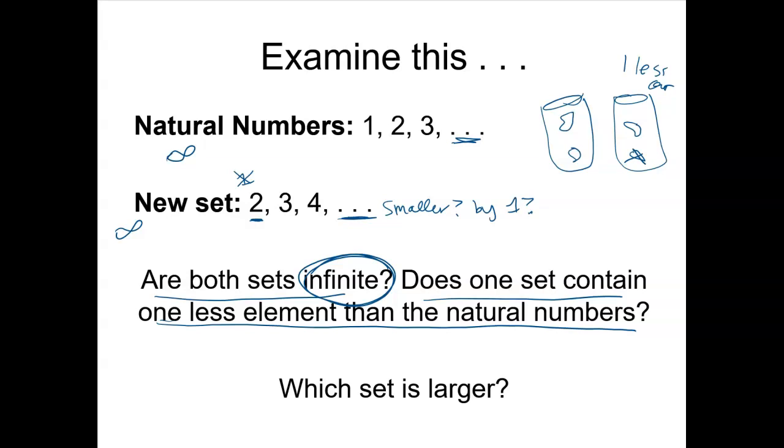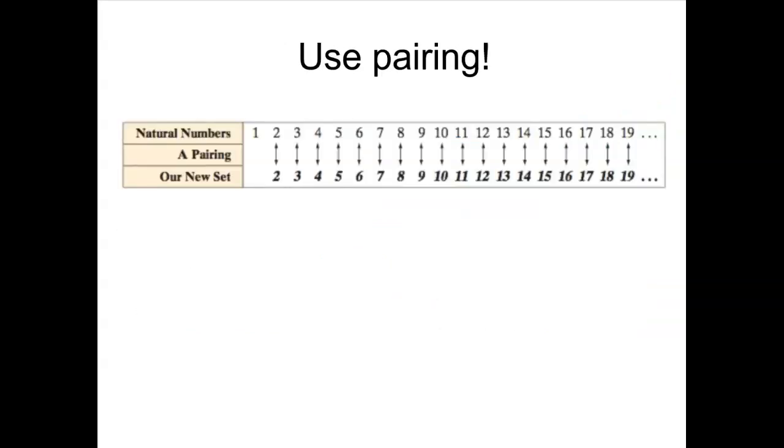So let's use one-to-one correspondence to make sense of this. First, let's pair them up. Here is the new set. Remember, we forgot about 1. And here are the natural numbers. They start with 1. And if you look at this pairing, then that would say, yes, the new set is 1 less.